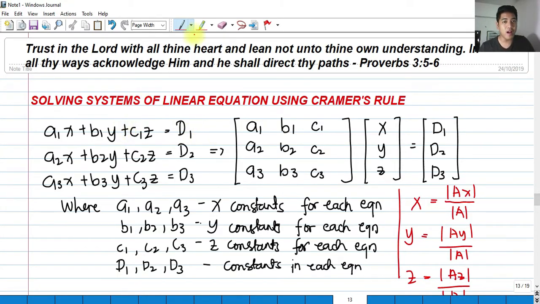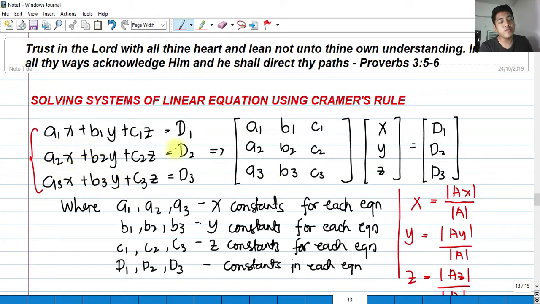So, for example, if we have a system of linear equations in this form, we have equation 1, equation 2, and equation 3, wherein a sub 1, a sub 2, a sub 3 are the x coefficients for each equation. B sub 1, b sub 2, b sub 3 are the coefficients of y for each equation. And c sub 1, c sub 2, c sub 3 are multiplied by z. These are the coefficients of z. And that is equal to d sub 1, d sub 2, d sub 3. Those are simply the constants for each equation.